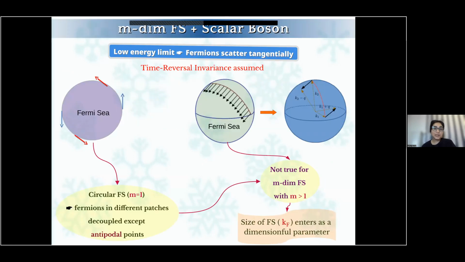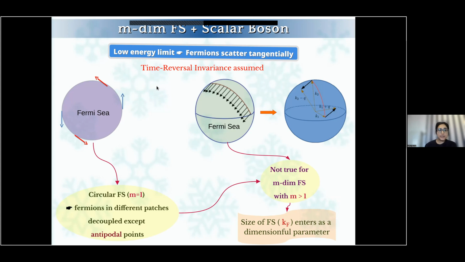So as I told you, we took the generic Ising nematic system in generic dimensions. So let us take an m-dimensional Fermi surface interacting with a scalar boson. Now we are interested in formulating the low energy effective theory. And in this low energy limit, fermions are allowed to scatter only tangential to the Fermi surface. This is because if the fermions scatter perpendicular to the Fermi surface, that will cost a lot of energy, and we don't want to keep those processes in our low energy field theory action.